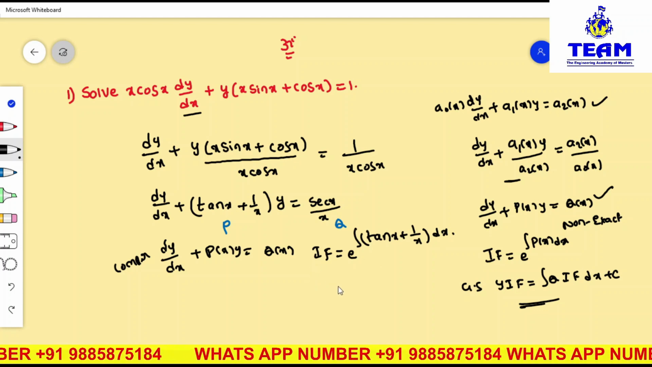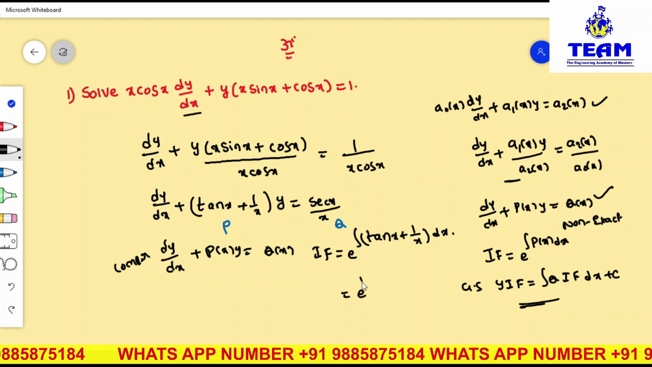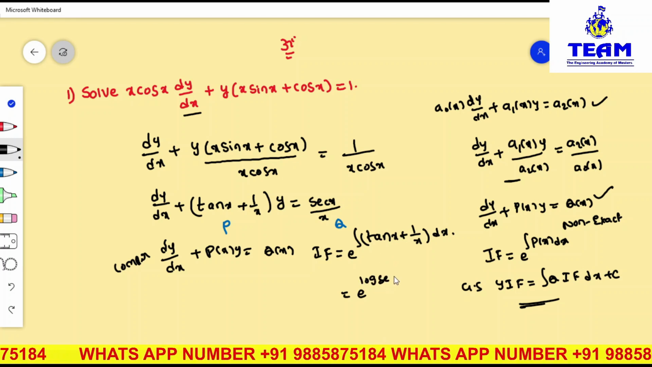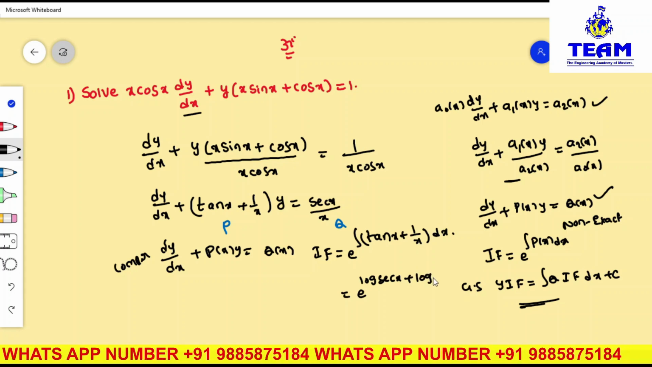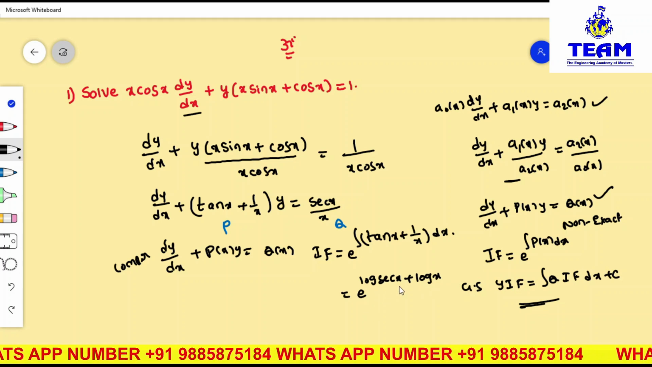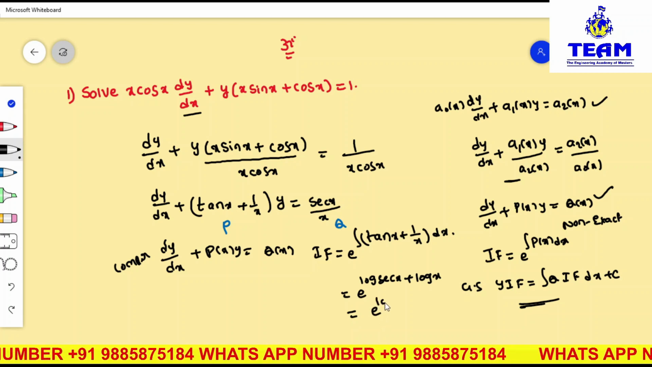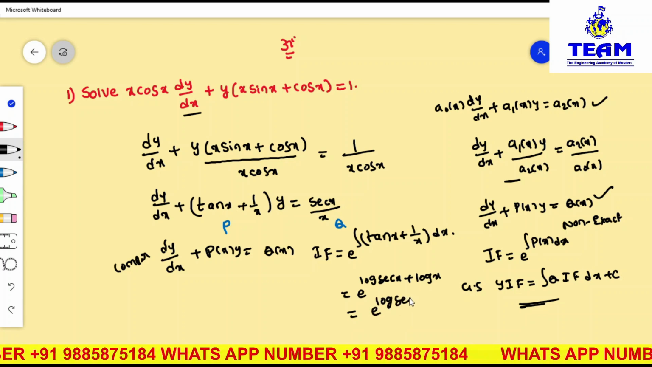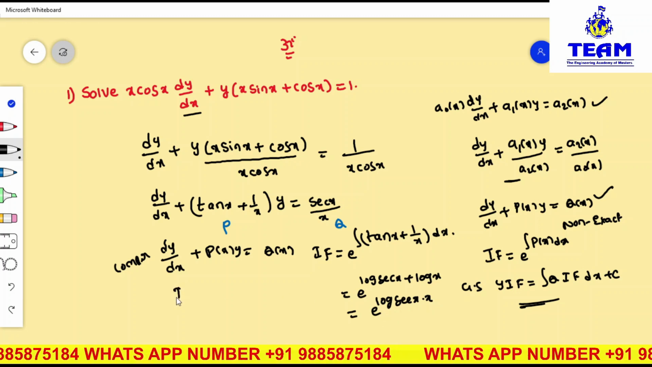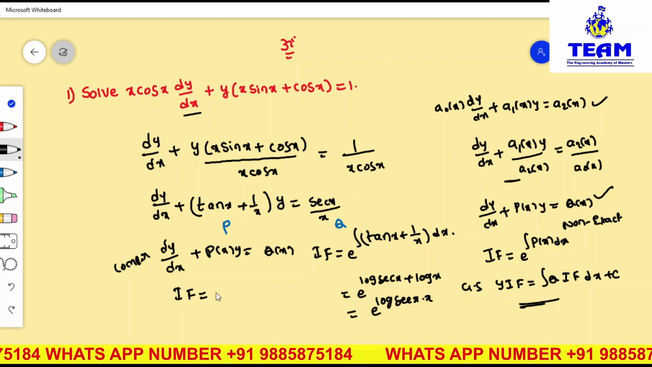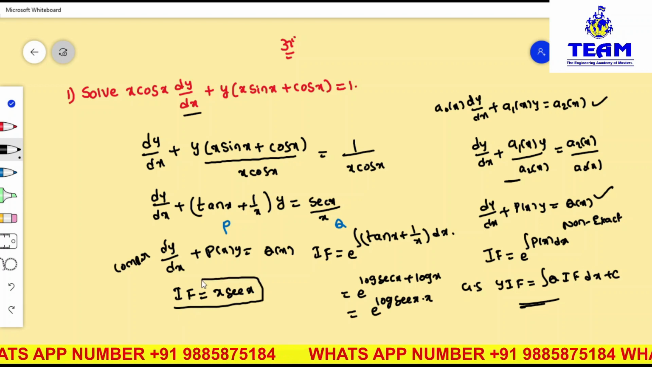Now this is e to the power of, what is the integral of tan x? We have the formula log of sec x. The integral of tan x is log sec x, plus the integration of 1 by x, which is log x. Now you observe log a plus log b form, which you can write as log of ab, that is sec x into x. e and log get cancelled, then you will have the integrating factor equal to x sec x.